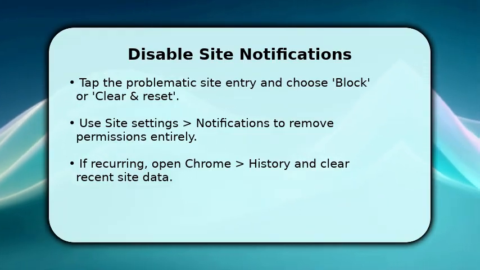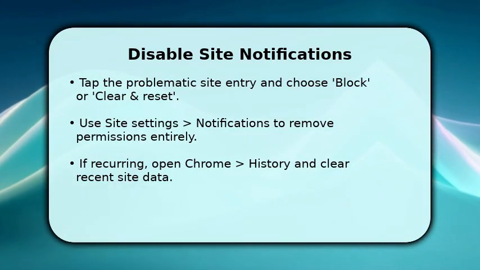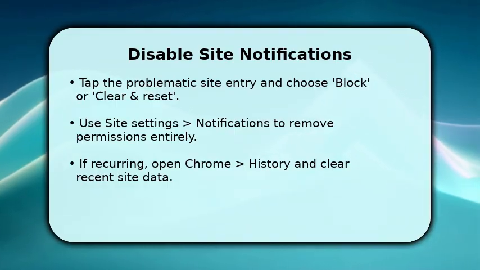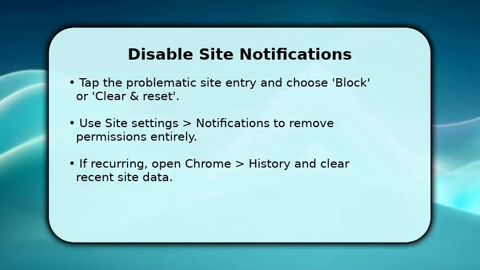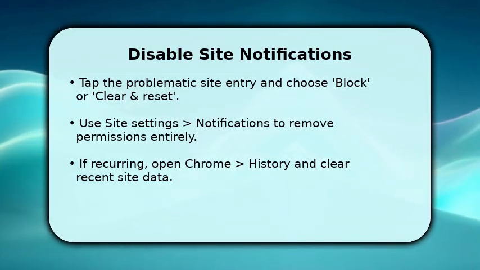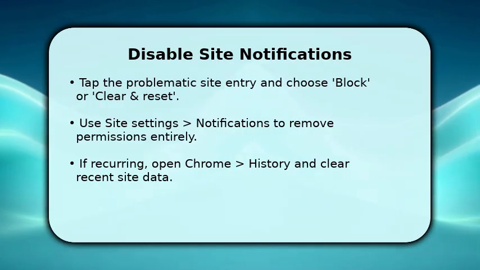If ads keep reappearing, go to Chrome History and clear recent site data for that domain. Cached scripts can retrigger prompts. These steps remove both permission and lingering data, which is why you do both. Permissions stop new pushes and clearing data removes leftover ad code.